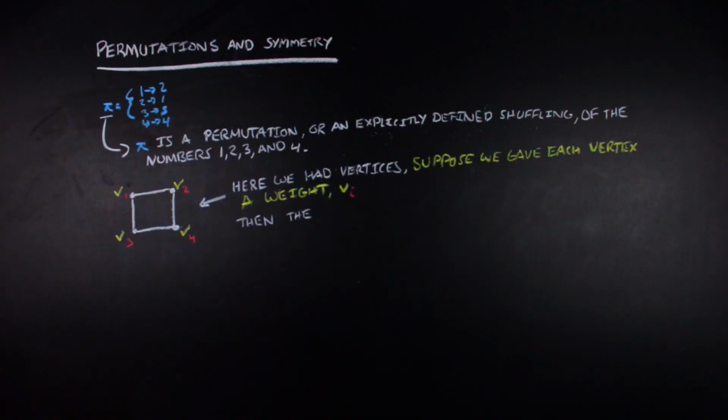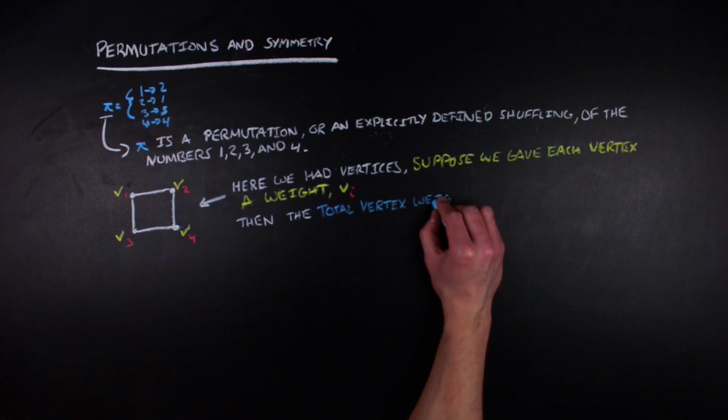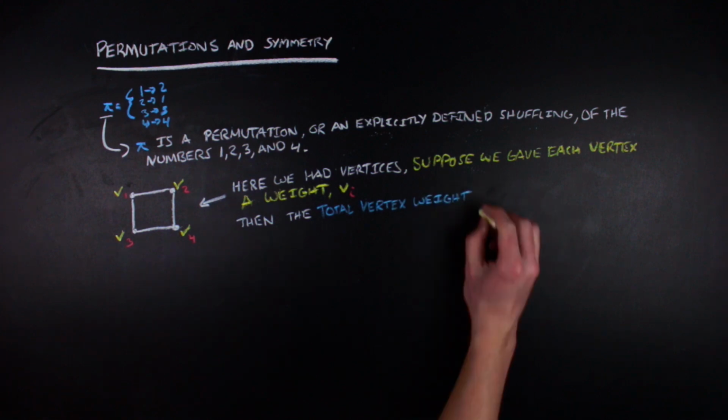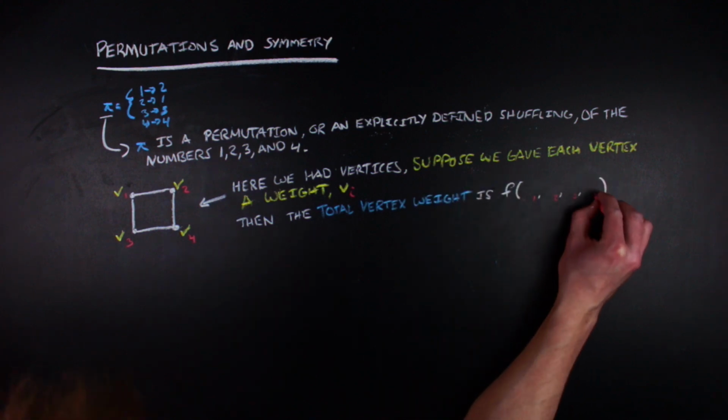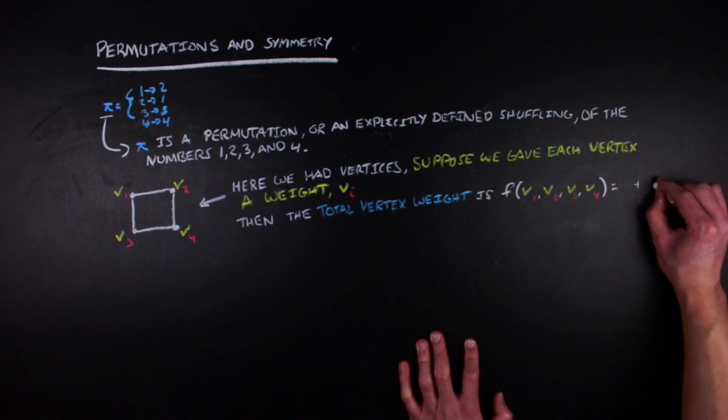So in graph theory, sometimes it's useful to go ahead and assign weights to vertices or edges, depending on what you're doing with your graph or how you're applying that graph to a particular problem or to a real world situation that might happen. But when you go ahead and assign weights to the vertices, you can then define a function called the total weight function of the graph, which is a function on the vertices of the graph, so f of v1, v2, v3, and v4, and that function is equal to the sum of all of the vertices.